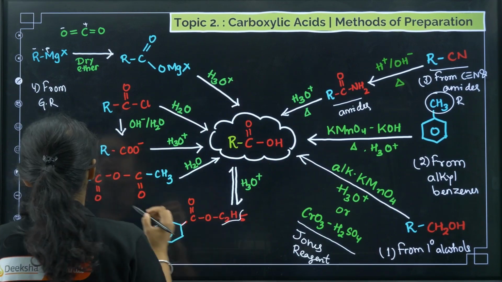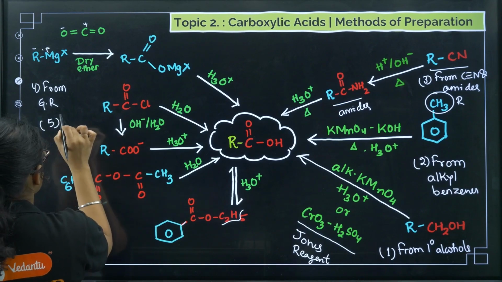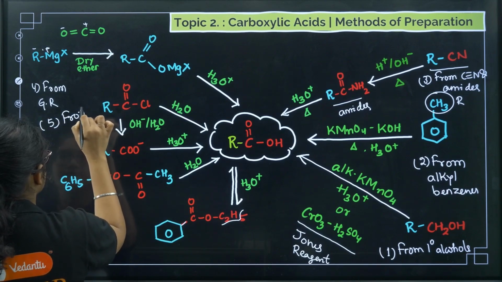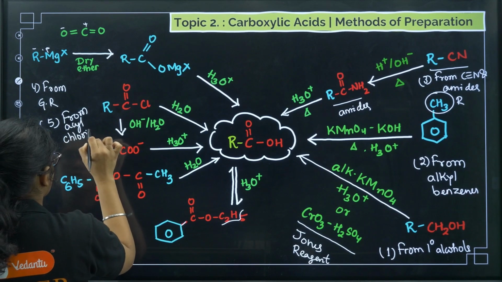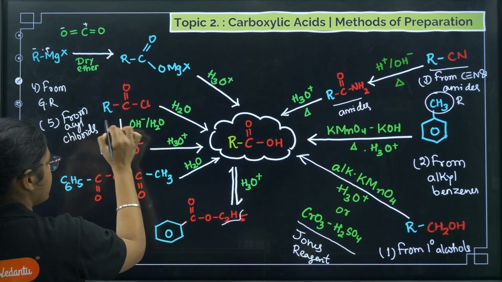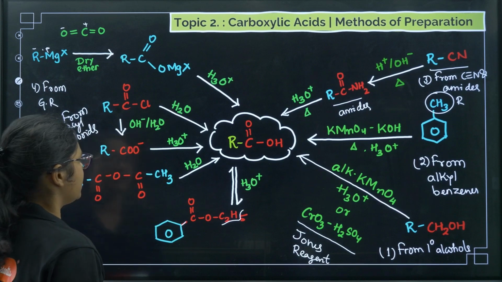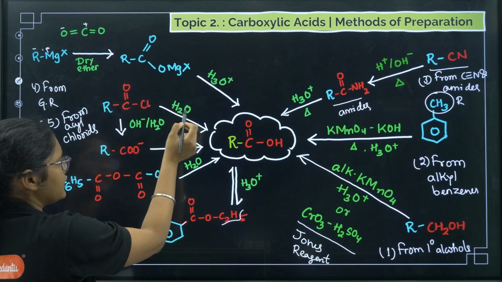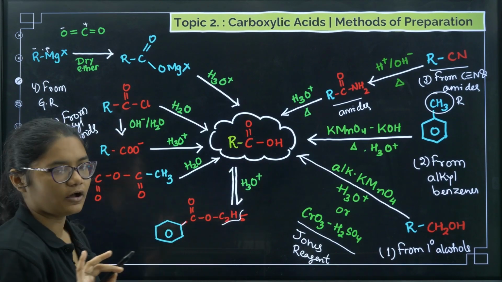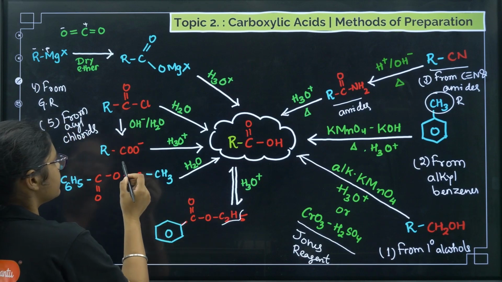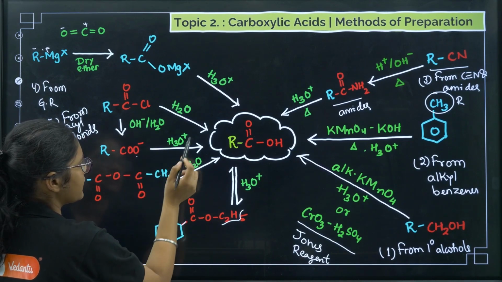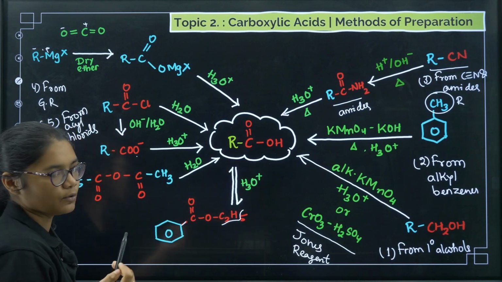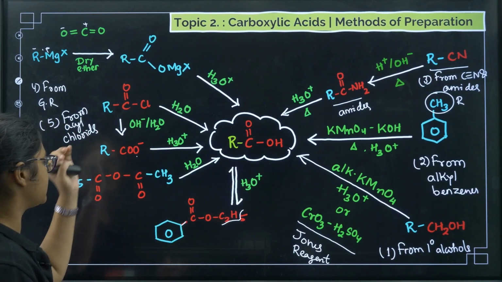Okay. Next, the fifth one was from acyl chlorides. So RCOCl. Okay. So here you can do it in two ways. RCOCl, directly you treat it with water, we will get this acid, or you can first treat it with OH minus, you will get RCOO minus, a salt, and then do hydrolysis, will get RCOOH. Okay, that is from acyl chlorides.